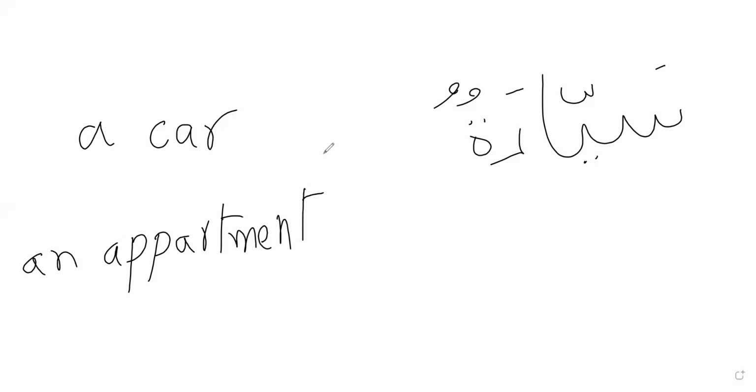An apartment. How do you say an apartment? You say shaqqatun. Shaqqatun is an apartment. So what are the four words that we've covered? A car, sayyaratun, an apartment, shaqqatun, and then a book, kitabun, a pen, qalamun.